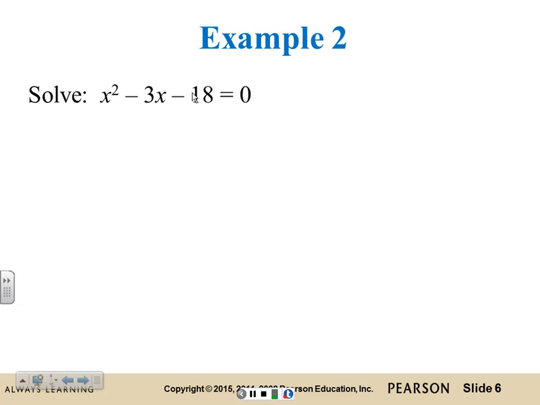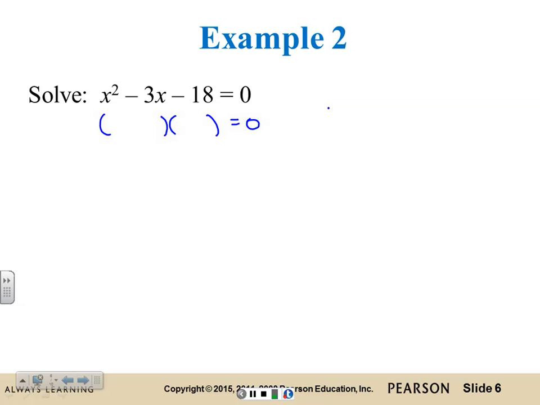I have 1, 2, 3 terms. So I have a trinomial, and my leading coefficient is 1. I know it's not a perfect square because I can't take the square root of 18. So to factor a trinomial where my leading coefficient is 1, I'm going to open up two sets of parentheses. And remember, it's still set equal to 0. You cannot start this unless it's set equal to 0.